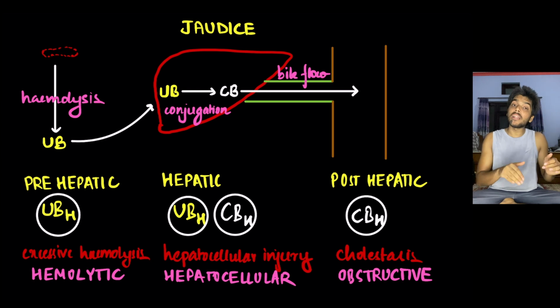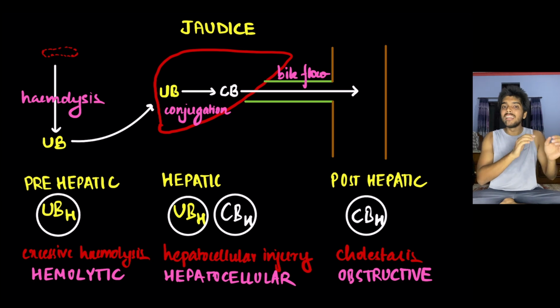Before the liver, the pathological defect that occurs is excessive hemolysis. So jaundice due to excessive hemolysis is also referred to as hemolytic jaundice. Within the liver, the pathological defect that occurs is hepatocellular damage, either due to hepatitis like viral hepatitis, or liver cirrhosis. So jaundice due to hepatocellular damage is referred to as hepatocellular jaundice. After the liver, the pathological defect that leads to jaundice is obstruction in the bile flow, which is also referred to as cholestasis. So the jaundice is also referred to as obstructive jaundice.